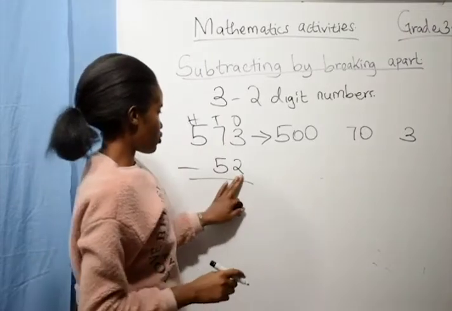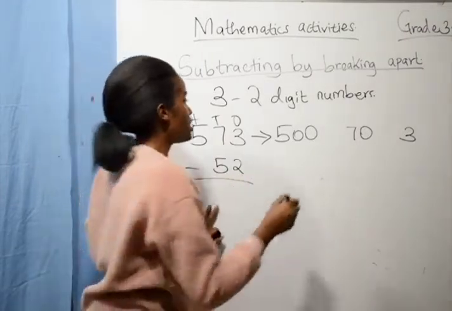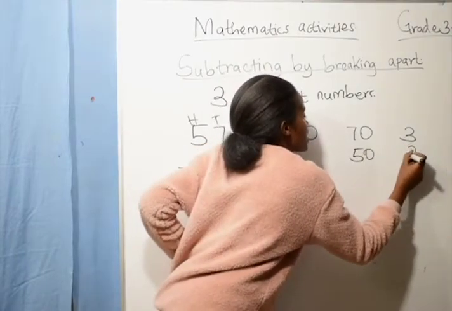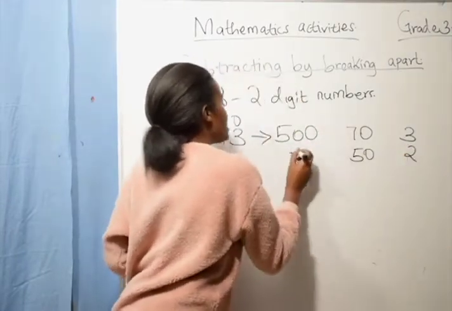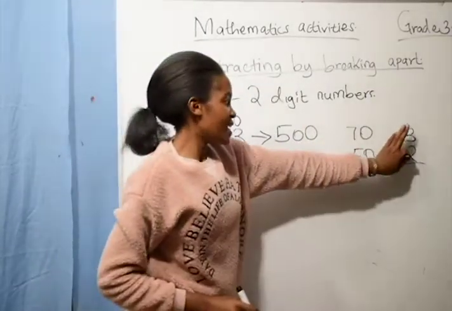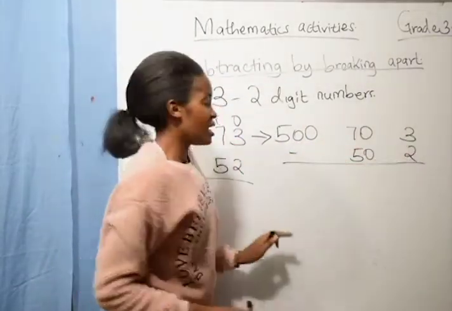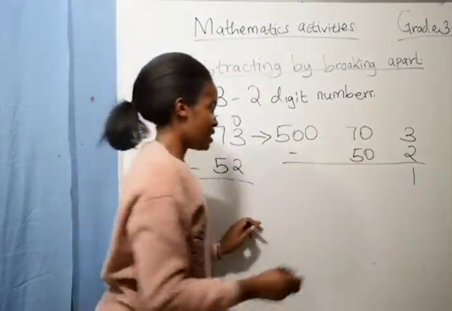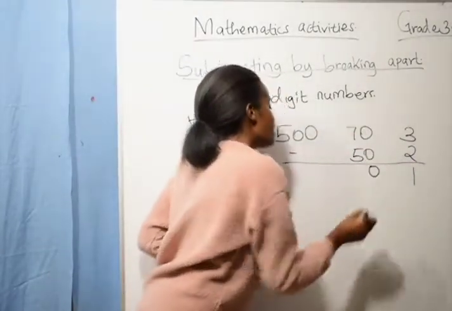We go to the next one, which is 52. It will be 50 here and a 2 here. Then you take away. We'll start with the ones. 3 minus 2 is 1. Good. Now 0 minus 0 is 0.